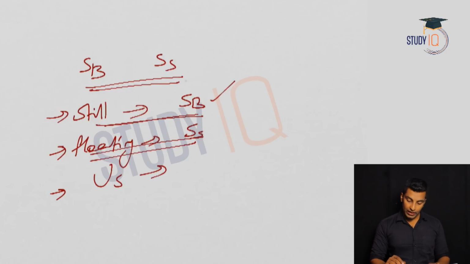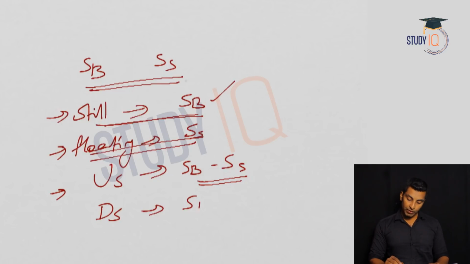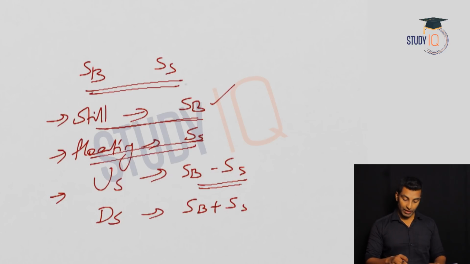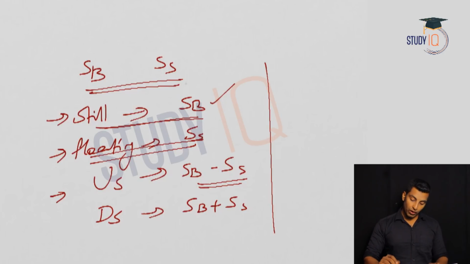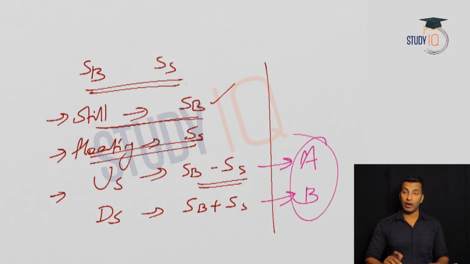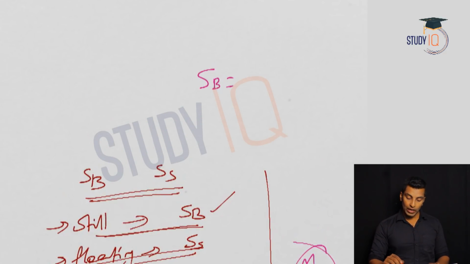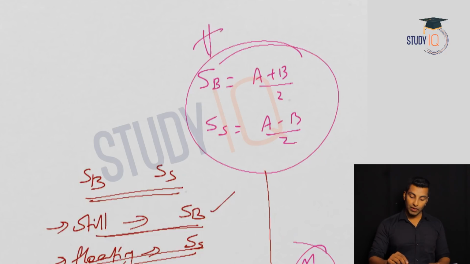Upstream speed we have seen, it will be less, so speed of the boat minus speed of the stream, there is an impact of the stream. Downstream speed, speed of the boat plus speed of the stream. Then we have seen if upstream speed is a and downstream speed is b, then speed of the boat is actually (a plus b) by 2, speed of the stream is actually (a minus b) divided by 2. So these are the things that we have learned so far. Now that's about boats and streams. There is nothing much to discuss. Everything you can solve by using this concept that we have learned.